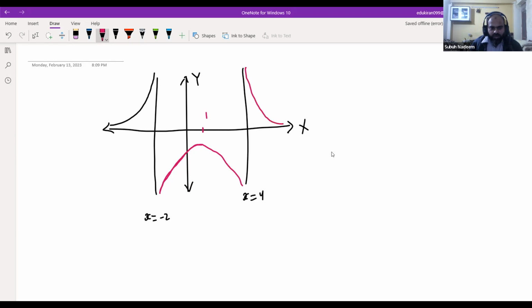Decreasing. So you will just say x greater than 1, it is decreasing, except you can't take x equal to 4 because it is an asymptote. I think there is some option like that. Oh yeah, x greater than 1, x is not equal to 4. Yes, that often is there. So this is the decreasing part.